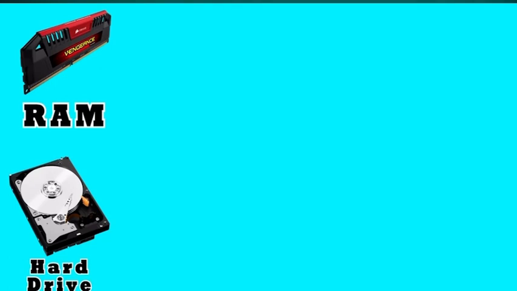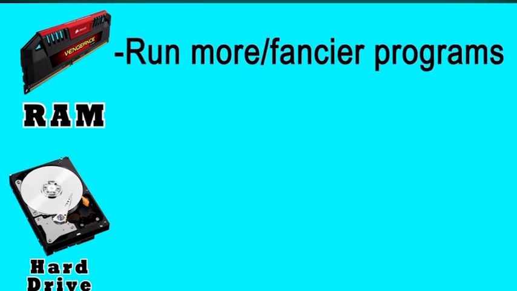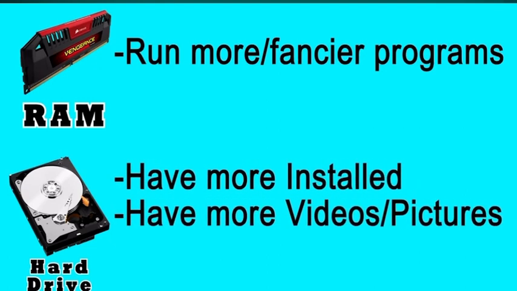From a user's perspective, just follow this rule of thumb. RAM allows you to run intensive programs, while disk space allows you to have more of these programs installed. It also allows you to have more of the data they're referencing, whether it be pictures, videos, or mods.